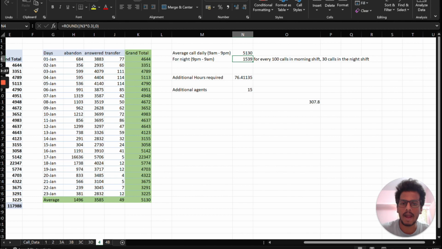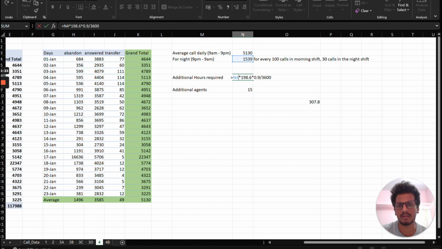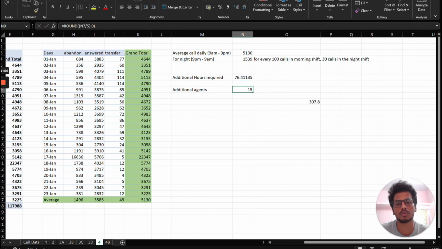Now additional hours, how did I calculate this? N4 is 1539 into 198, that is, per day how many seconds of calls are coming. I want 90% of this, and divide by 3600 to find the total hours. So 76 hours are needed. Now how did I take this? One agent works for 5 hours, so the total hours required is 76.